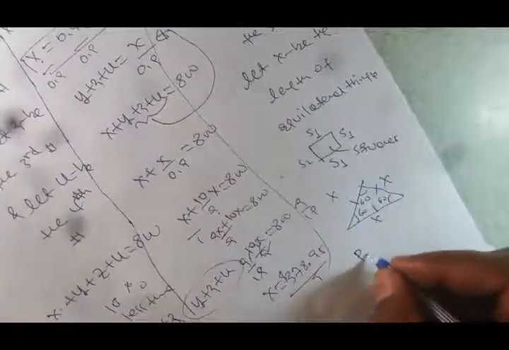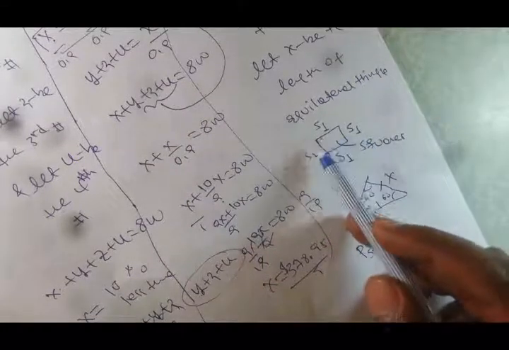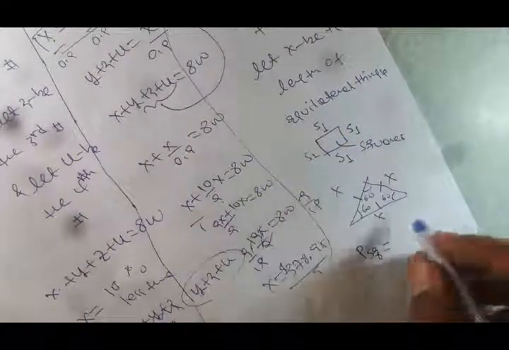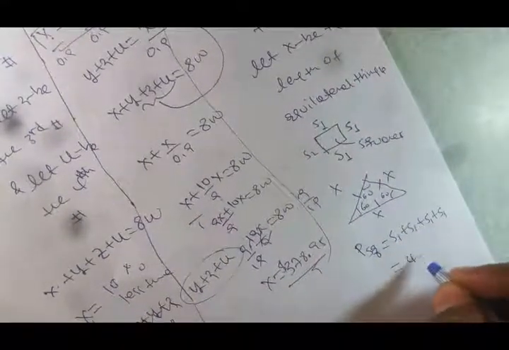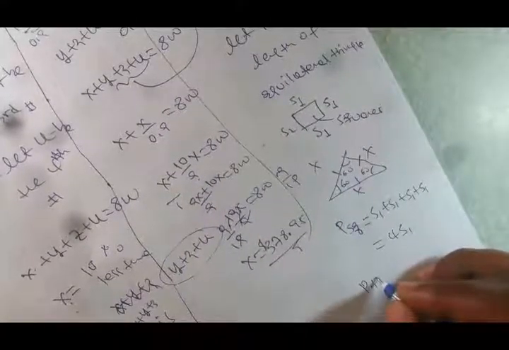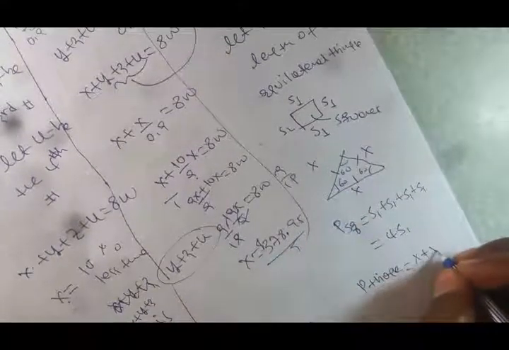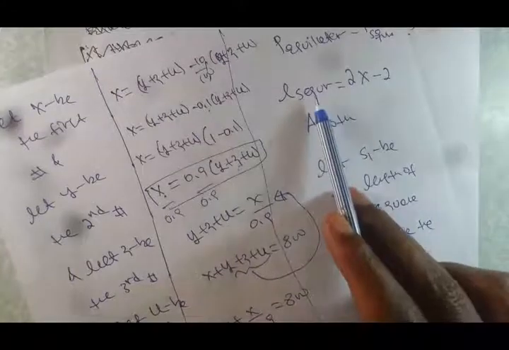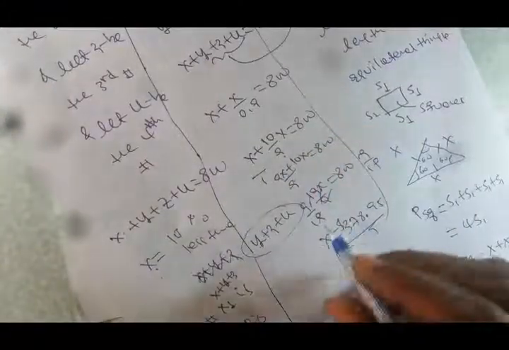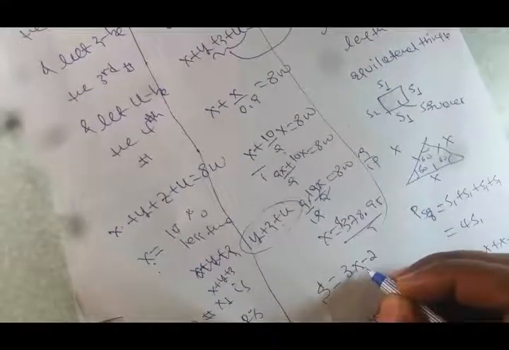We know that the perimeter of a square is found by adding all the sides, S1 plus S1 plus S1 plus S1. This is equal to 4 times S1. The perimeter of the triangle is given by adding x plus x plus x, which is equal to 3 times x. And it was given that the length of the square S1 is 2 less than 3x, so S1 is equal to 3x minus 2.